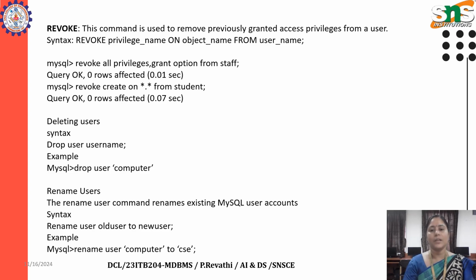Next, revoke create on *.* from student. Using grant command, we already gave create permission to student. Now we are going to remove the create permission. So we need to use revoke command for removing the create privilege for student. So revoke create on *.* from student.